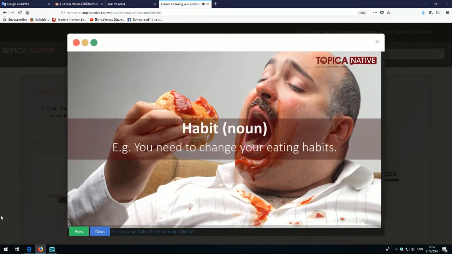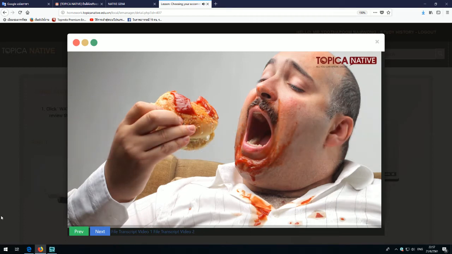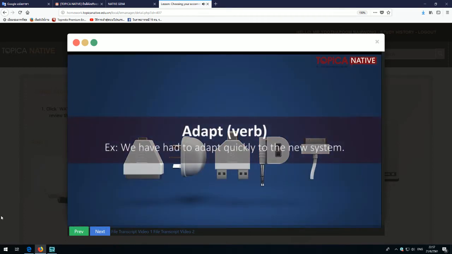Habit. A thing that you do often and almost without thinking, especially something that is hard to stop doing. For example, you need to change your eating habits. Adapt. To change something in order to make it suitable for a new use or situation. For example, we have had to adapt quickly to the new system.